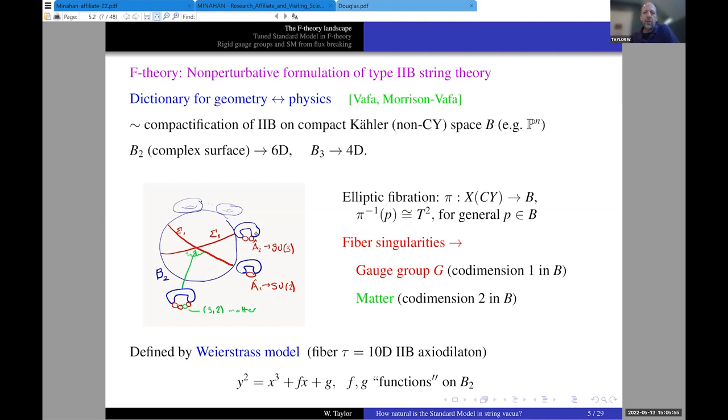These seven-branes source the axiodilaton, and in the geometric picture, they are loci where the elliptic fiber, the extra auxiliary torus, shrinks. And in the beautiful work of Kodaira and Néron in the mathematical literature, these kinds of singularities in elliptic fibrations have been classified in terms of Dynkin diagrams. And the beautiful insight of F-theory is that those Dynkin diagrams that have been associated in the mathematics framework with singularities of elliptic fibrations precisely and naturally correspond to gauge groups, not just perturbative gauge groups like SU(N), but also non-perturbative gauge groups like the exceptional groups, E6, E7, and E8. And that geometry can be interpreted in several ways.